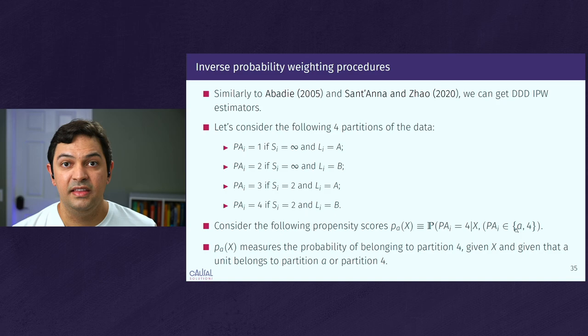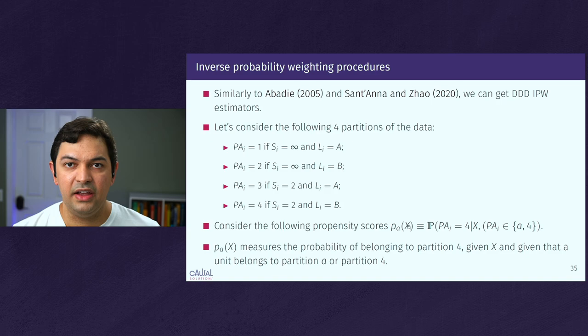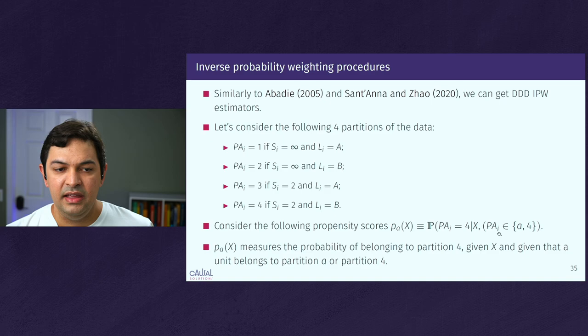What about P2X? P2X, what I'm gonna do? I'm gonna drop partition 1, I'm gonna drop partition 3, so I'm gonna keep only partition 2 and partition 4. So again, two groups, one treated, one untreated. So what is P2X gonna compute? It's gonna compute the probability of belonging to the treated cohort, given X, observed characteristics, and given that I am in the data set that I did not drop, that I kept. Right, so that's the idea of this P superscript A given X.